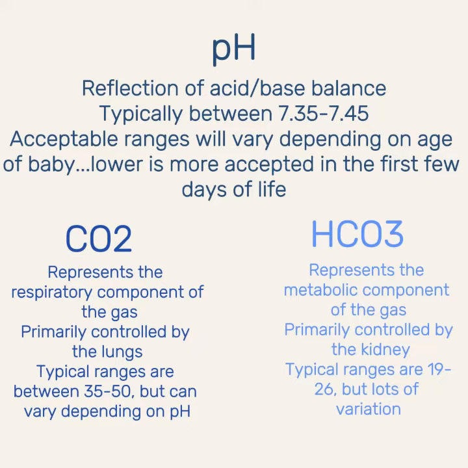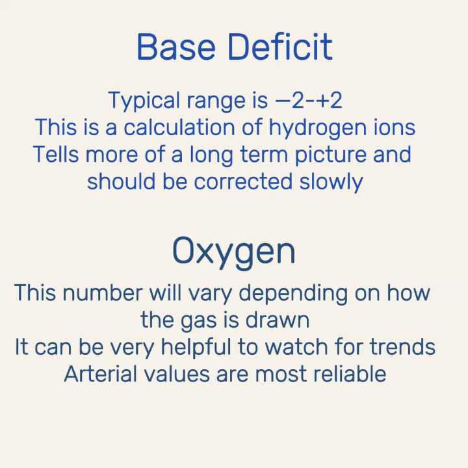Our base deficit tells us more of a chronic picture. We use this with HIE to tell us how long the baby had been affected by their in utero event. So when we talk about HIE, we say if the base deficit is more than -12, that we are concerned. This number can also tell us how well the baby is compensating.